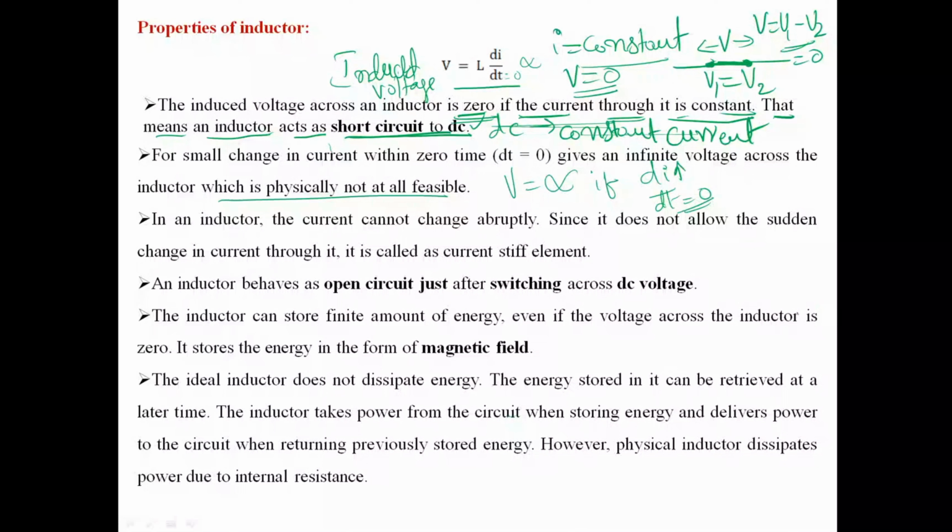So an inductor behaves as an open circuit just after switching across a DC voltage, that we will discuss later. The inductor can store a finite amount of energy.